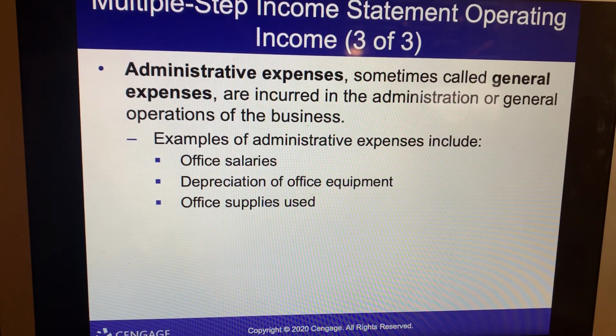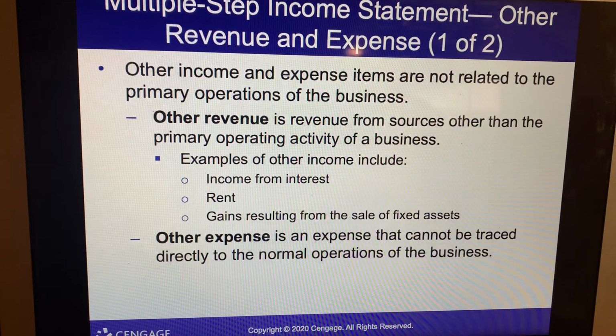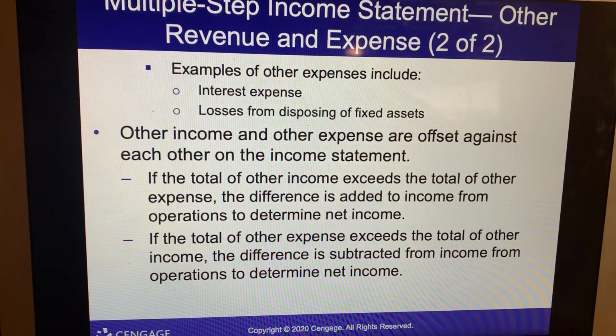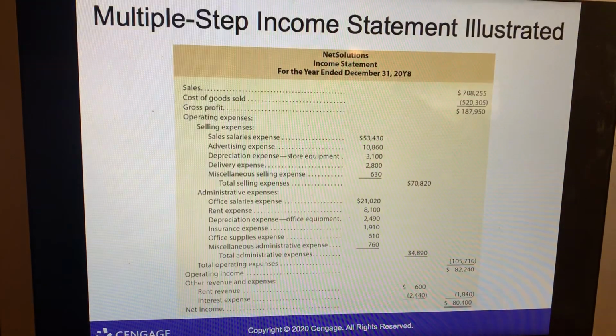Administrative expenses, sometimes called general expenses, are incurred in the administration and general operations of business. Example: office salaries, depreciation of office equipment, and then office supplies used. Other income: income from interest, rent, gains resulting from sales of fixed assets, and then other expenses as well. Other income and other expenses are often offset against each other on the income statement.